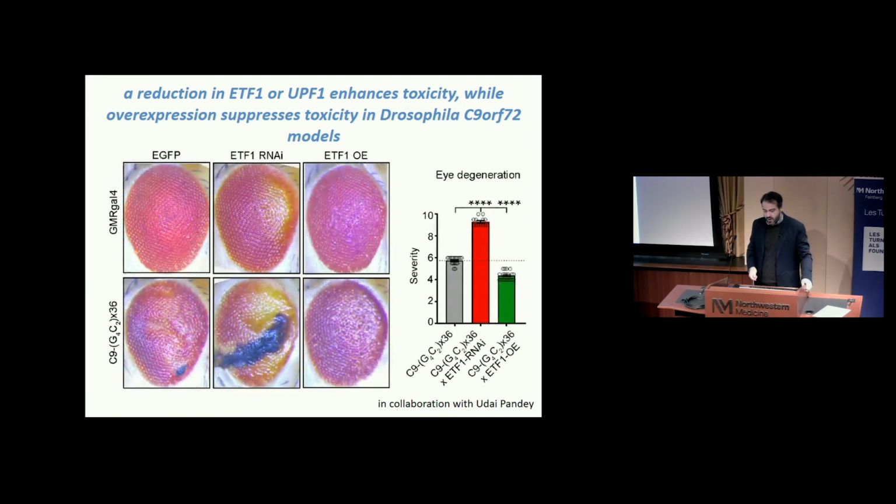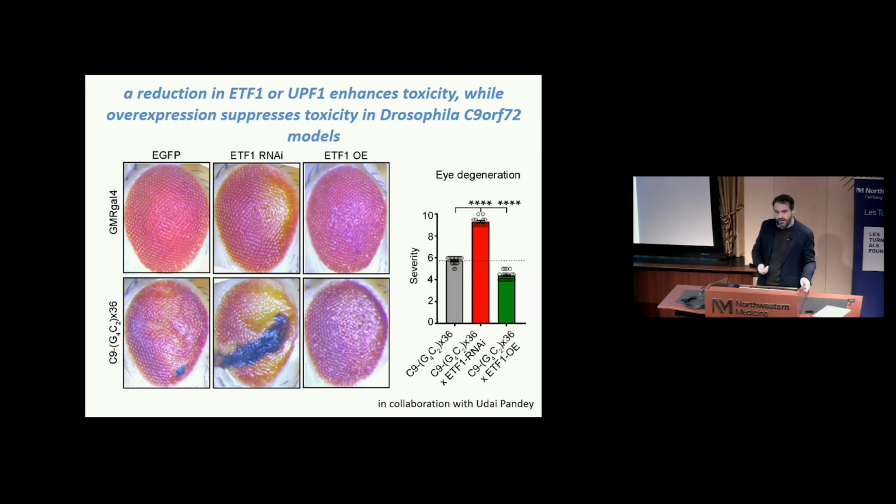So when we did this experiment, we found that, as we would expect, when we knock down ETF1 in the fly, the phenotype becomes worse, whereas when we overexpress ETF1 in the fly eye, the phenotype becomes suppressed. This is just quantified here, so this is the RNAi knockdown and the ETF1 overexpression.